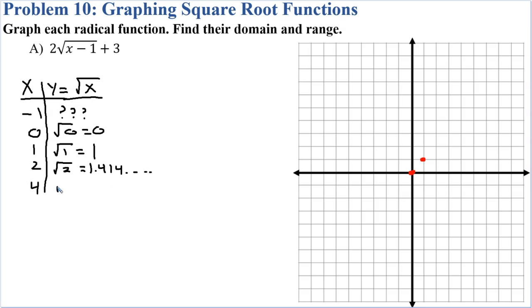4 is going to work. The square root of 4 is just a 2. So I'll also have a point at 4, 2. And then the last nice number that will fit on here that there is a nice root of is 9. The square root of 9 is just a 3. So we'll throw a point at 9, 3. All right, so that's my basic square root parent function.